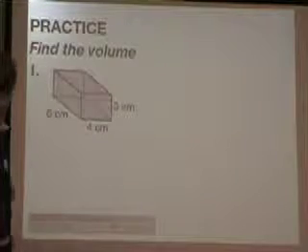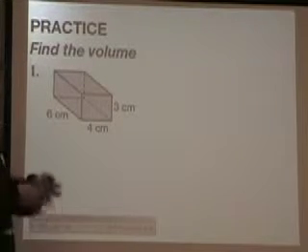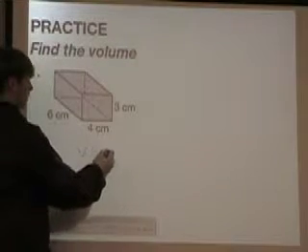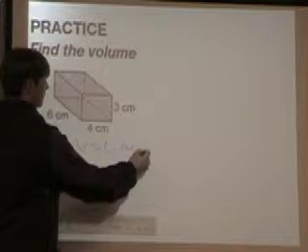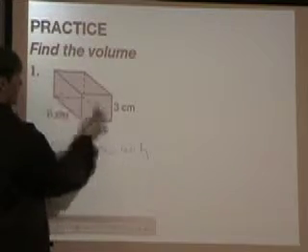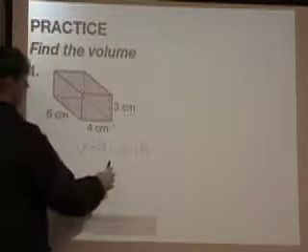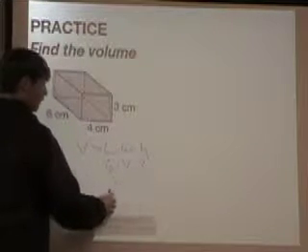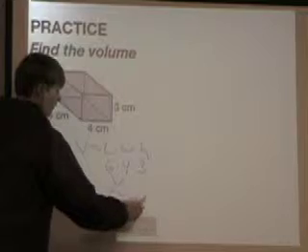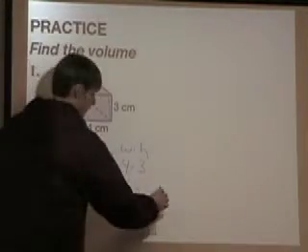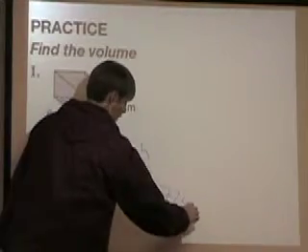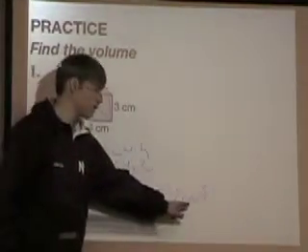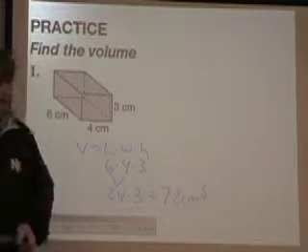So here we have a prism, okay, basically a cube. And we know our formula is volume equals length times width times height. Length, width, height. So I'm going to say 6 times 4 times 3. 6 times 4 is 24. 24 times 3 equals what? 72. Good, Shaq, centimeters cubed. So the answer is 72 centimeters cubed.